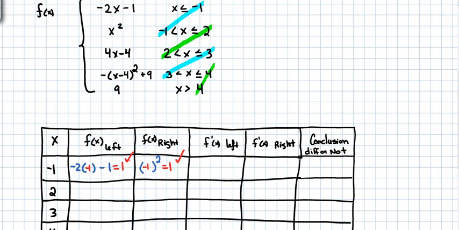Now we'll check to see if the slopes or the derivatives match. In the first one, we take the derivative of -2 times x minus 1 and we get -2 no matter what x is. On the right, you have 2x where the slope depends on the x. Plugging in -1, you get -2. And -2 equals -2, so we would say yes, differentiable.